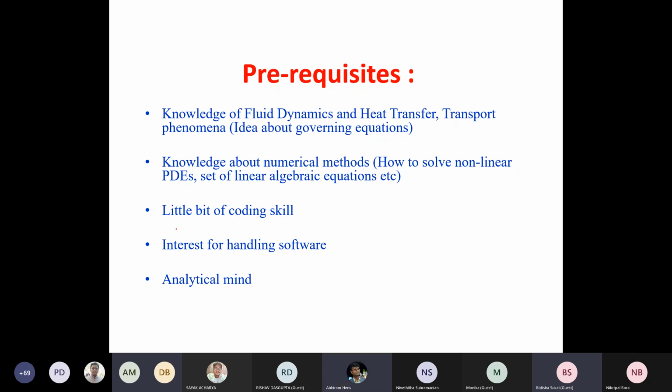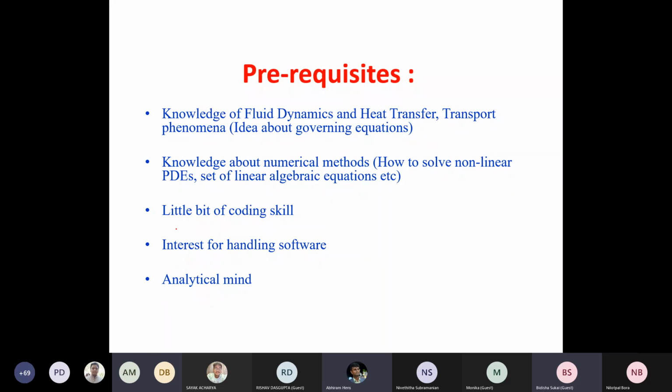Then the fourth thing is that you need to have an interest in handling software. This interest, this learning appetite, is very important. So you need to have that. If you have that interest in your mind that you would like to learn these things, and you don't have any allergy to software, then you are welcome.